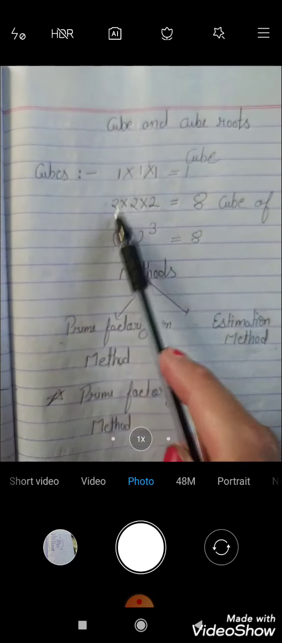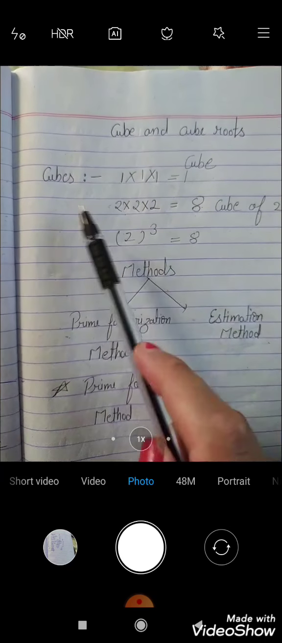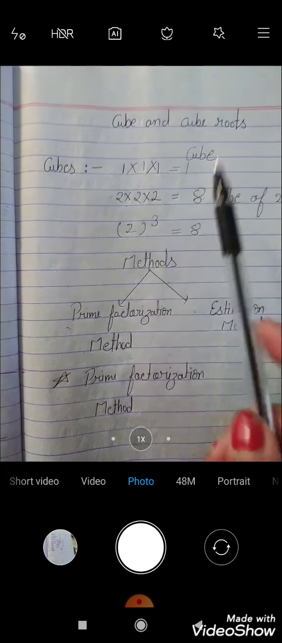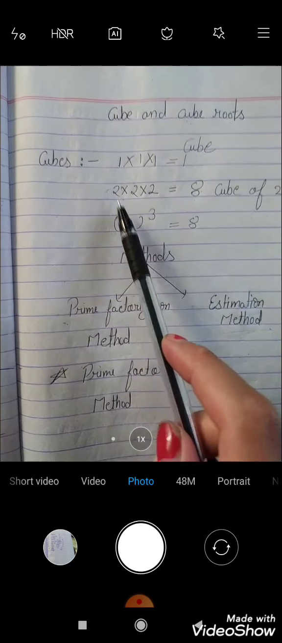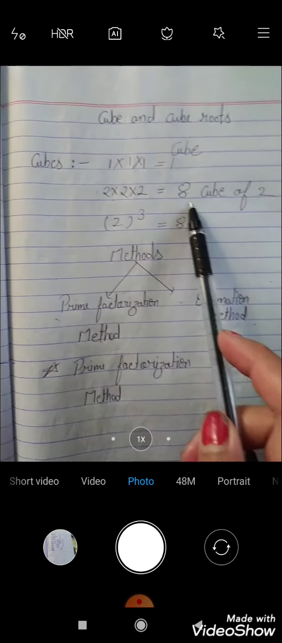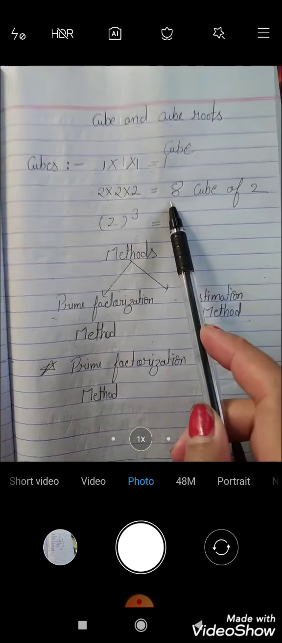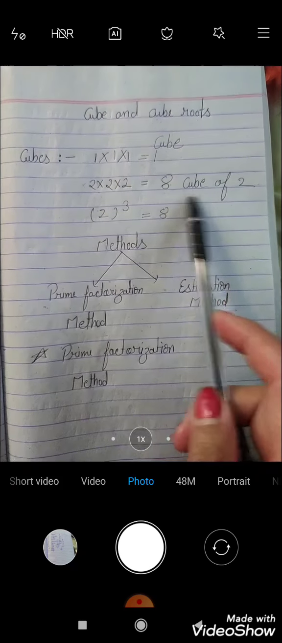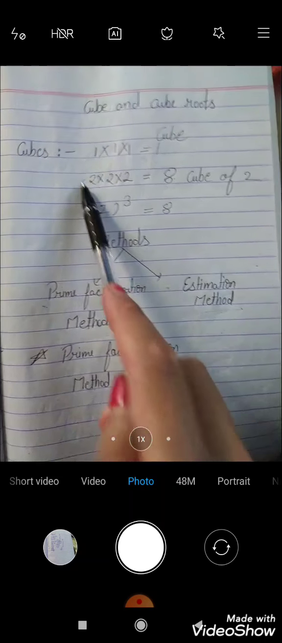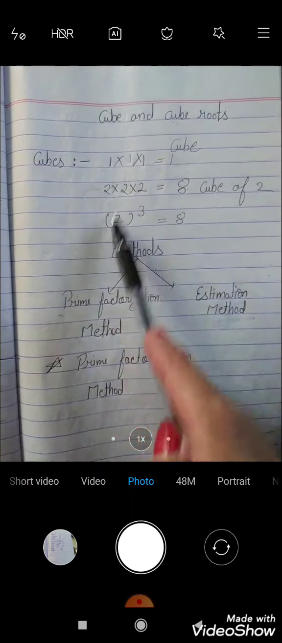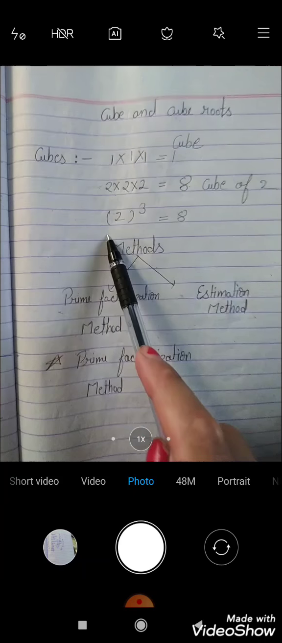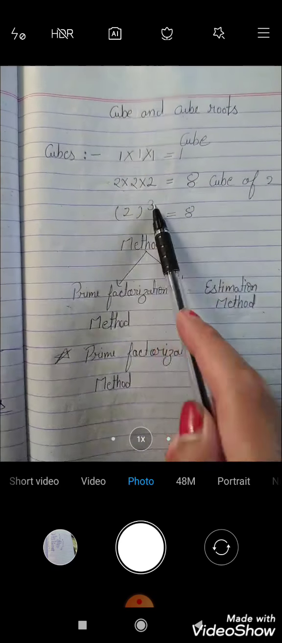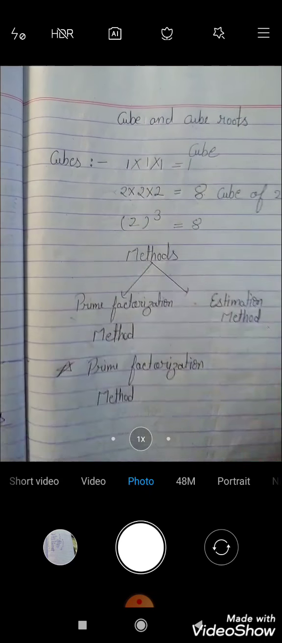In the same way, we can find out the cube of other numbers. Let's take the example of 2. If we multiply 2 three times, then we have 8 as the result of this product, and this result is known as the cube of 2. Or we can write this as 2 raised to the power 3 is equal to 8. It means 2 cube is equal to 8.